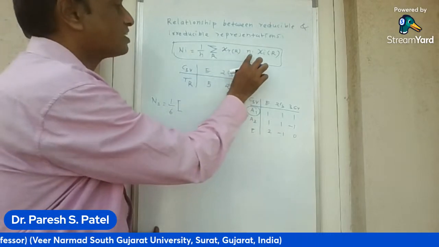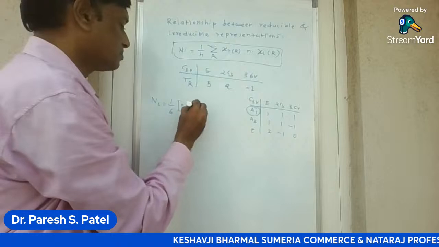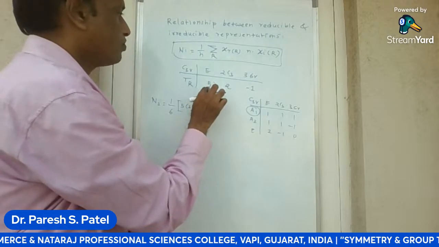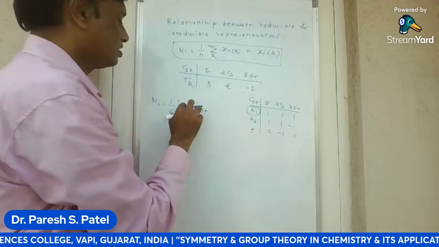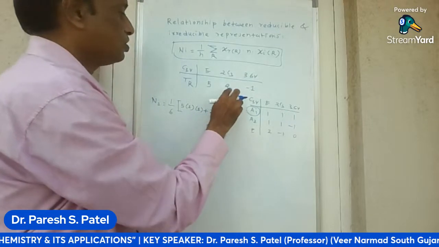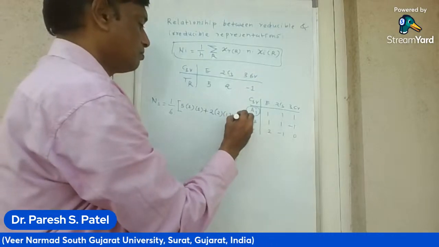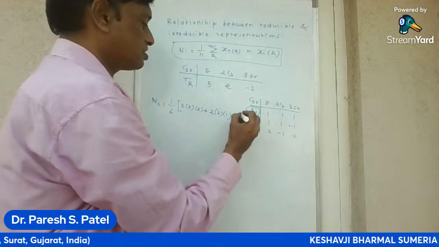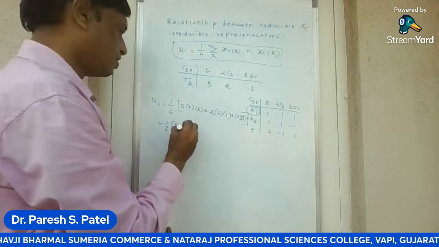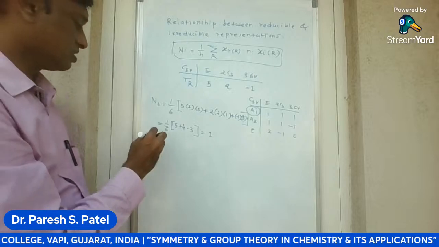Now the summation of character R and character of the irreducible representation. The reducible character is 5, the number of symmetry operations is 1, and the irreducible component is 1, plus, this is for A1, 2 is the reducible character, 2 is the number of operations, and the irreducible component is 1, plus minus 1 is the reducible character, 3 is the number of symmetry operations, and 1 is the irreducible component, equal to 1 by 6 times (5 plus 4 minus 3), which is equal to 1.